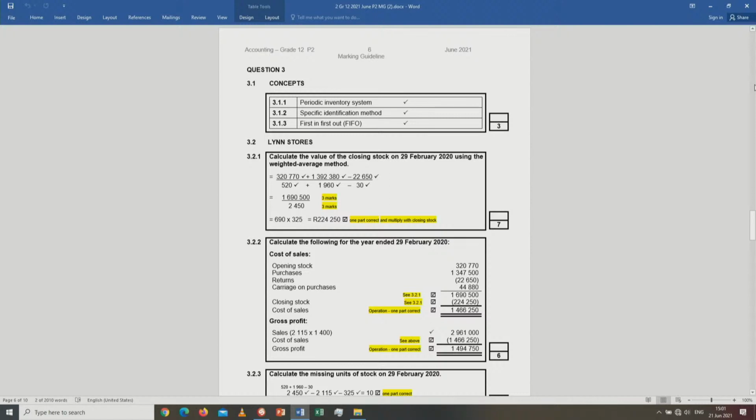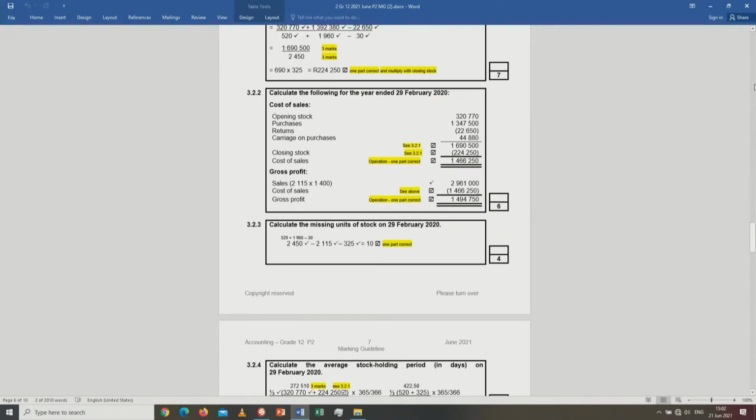690 times the 325 gives you 224,250. One part correct and must multiply with the closing stock. So if the learner's answer is not 690, let's say his answer is 500 rands, and he says 500 times 325, then you may award the method mark for him there. But he must multiply his answer with the closing stock, right?